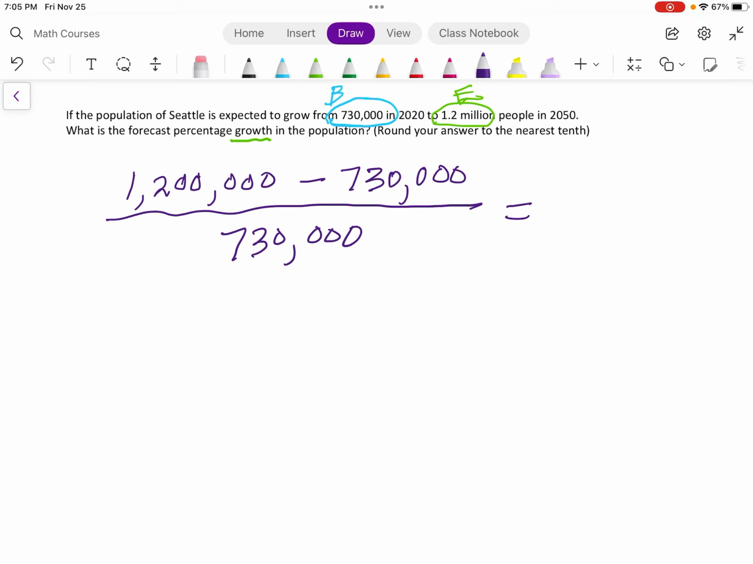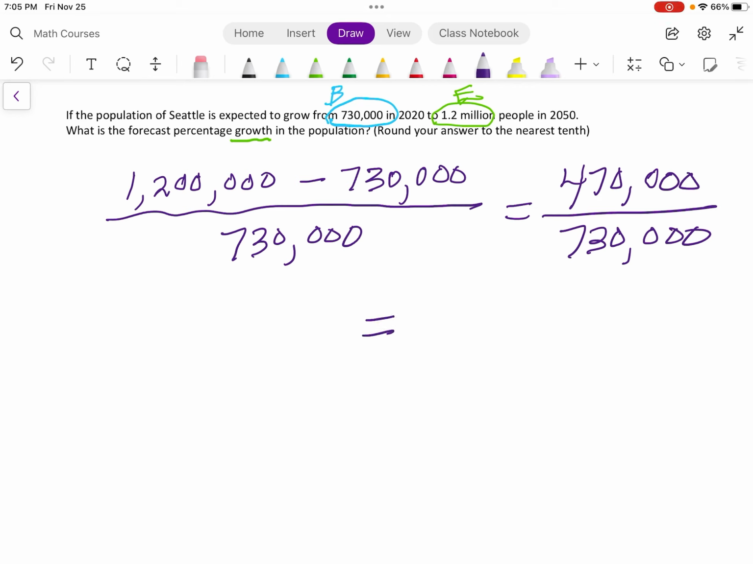So in your calculator, you'll type in 1,200,000 minus 730,000, and that gives us 470,000. And we're going to divide that by 730,000 again. So type it in your calculator, 470,000 divided by 730,000. And that actually gives us an interesting amount. That gives us 0.64383..., and it goes. It says round to the nearest tenth.